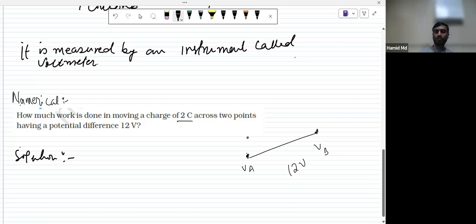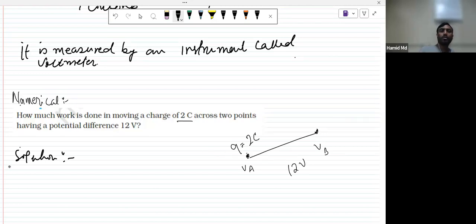You have a charge of 2 coulomb. Coulomb is the unit of charge, right? As potential difference is the voltage, force is the Newton, in a similar way. Got the point? Coulomb is the unit of charge, as the potential has voltage and work has Newton.